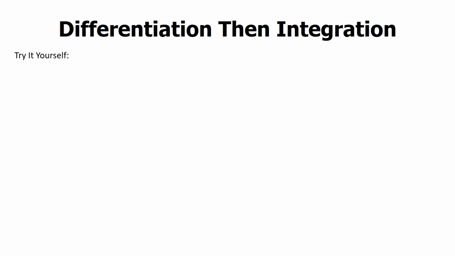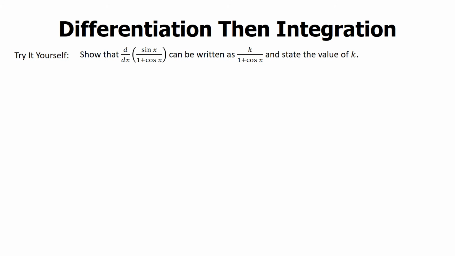Okay, now you can try this example yourself. Show that d over dx of sine x over 1 plus cosine x can be written as k over 1 plus cosine x, and state the value of k. Hence, evaluate the integral from 0 to pi over 6 of root 3 over 1 plus cosine x dx. You can pause the video and try to solve it yourself.